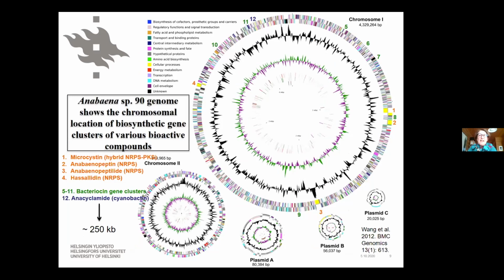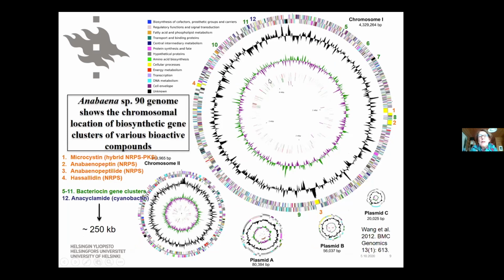So here is one example of our genome project. This Anabaena 90, nowadays called Dolichospermum 90, was isolated from Lake Vesijärvi, and you can notice that there are 2 chromosomes. At the beginning we thought that this was a megaplasmid, but when it seemed to also contain important genes for photosynthesis, we named it chromosome 2.